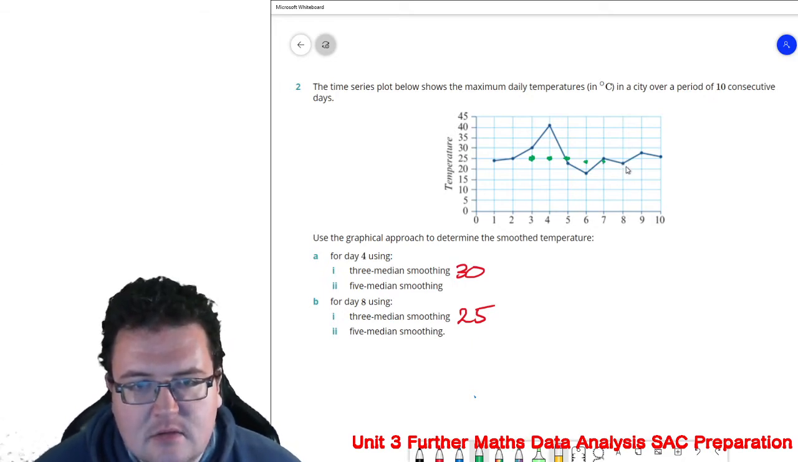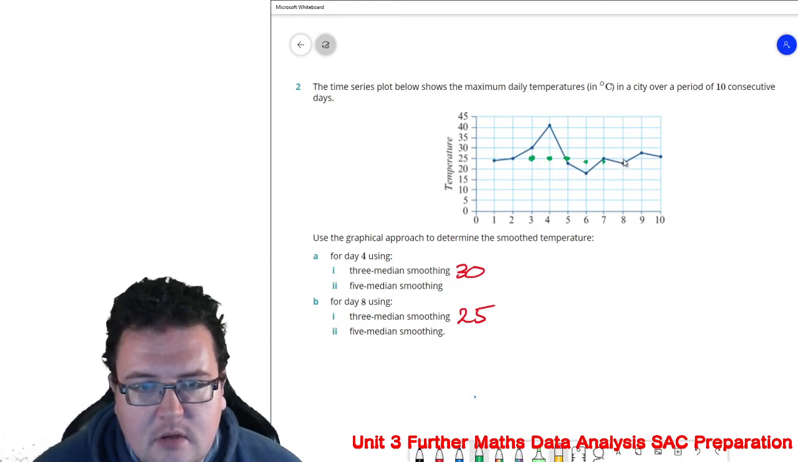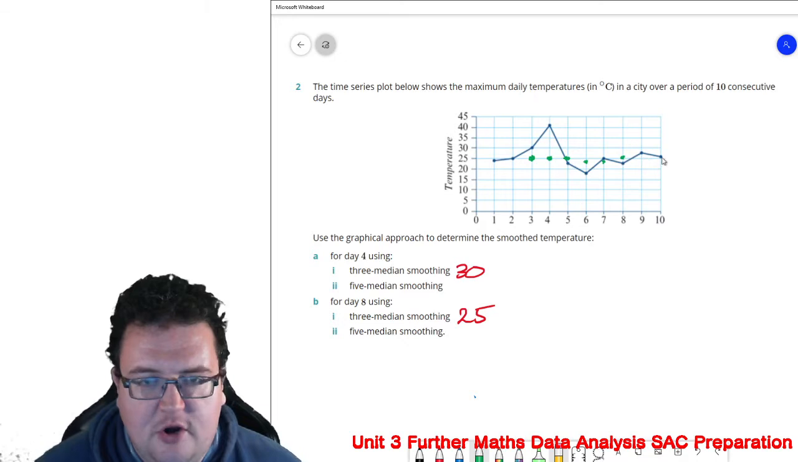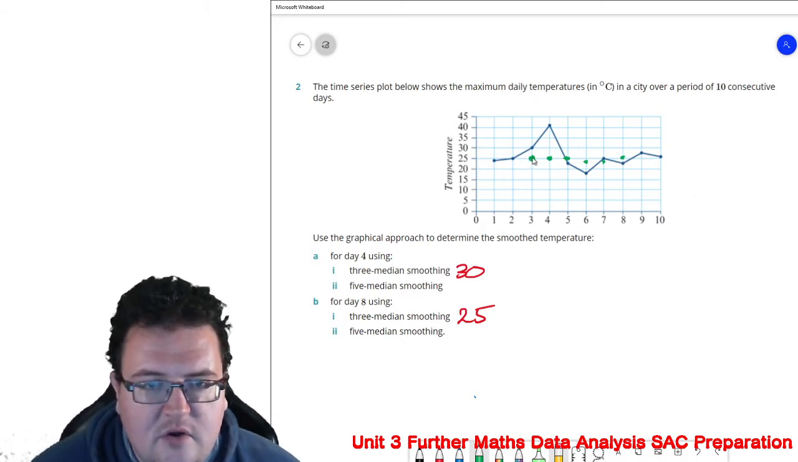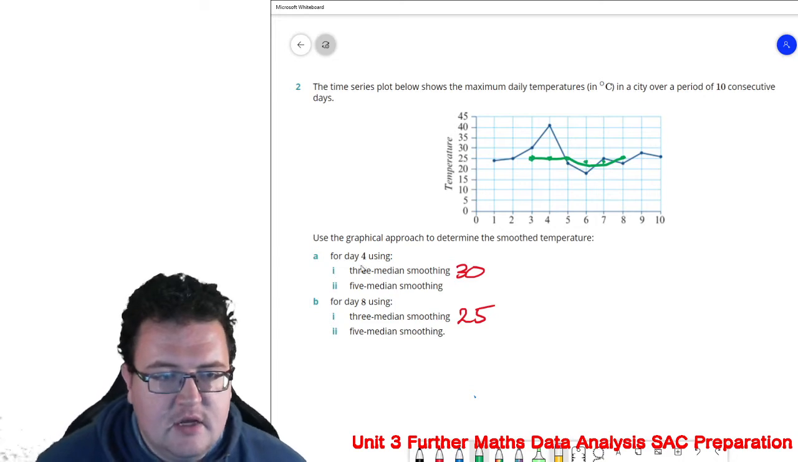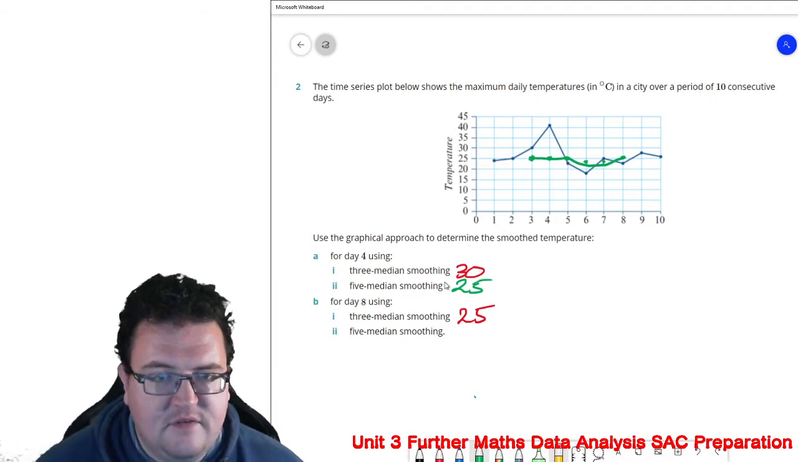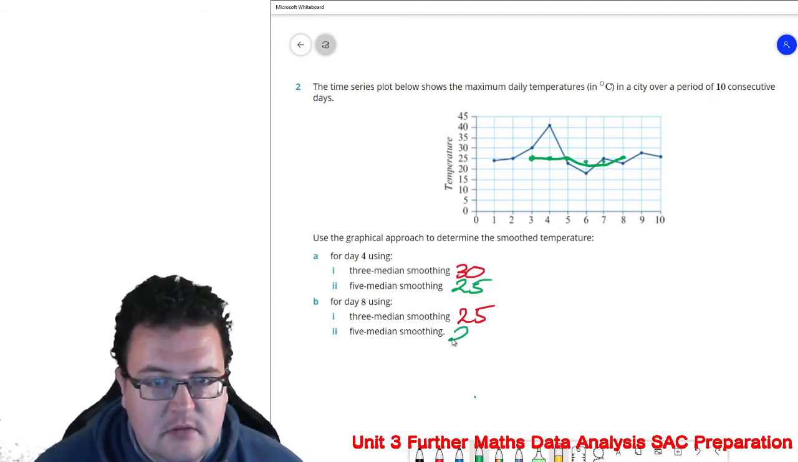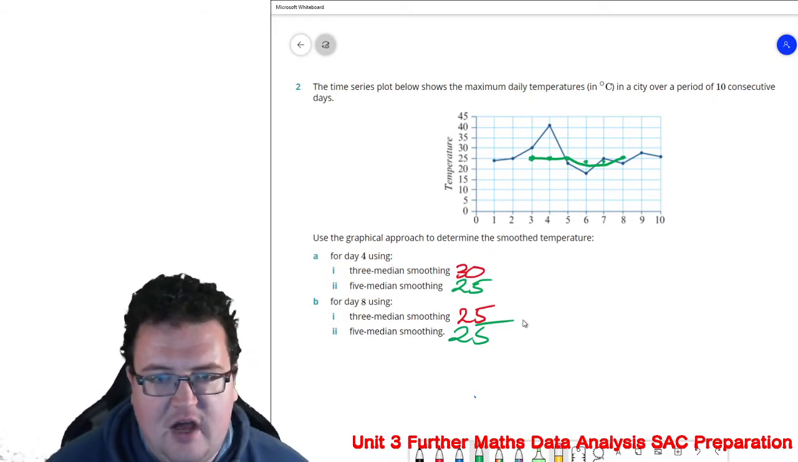Day 8, we'll get that data point there. So that's at 25, because 2 above and 2 below, that's the one you want. And then you can't do anything with day 9 because you only have 1 above. So the 5 median smoothed is a lot different. Day 4 for 5 median smooth is 25, and day 8 is also 25.